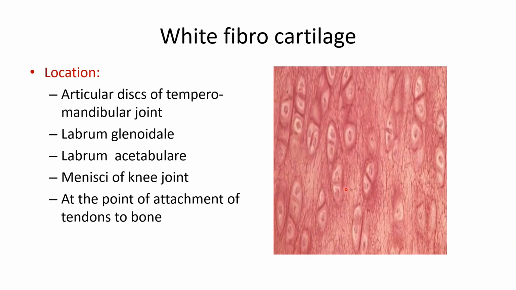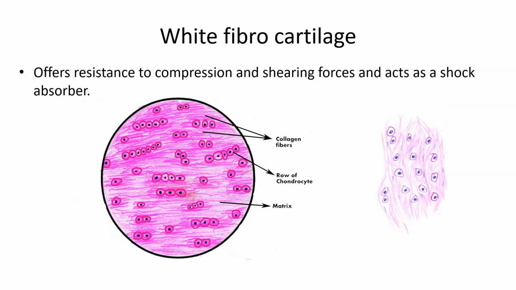Again, see the picture where you can observe the collagen fibers, and in between them you can see the chondrocytes, either singly or in groups of 2. Then how to draw that white fibrocartilage? You can see how to draw the bundles of collagen fibers and in between them the rows of chondrocytes. In both these pictures you are seeing, there is absence of perichondrium, which you have to remember.